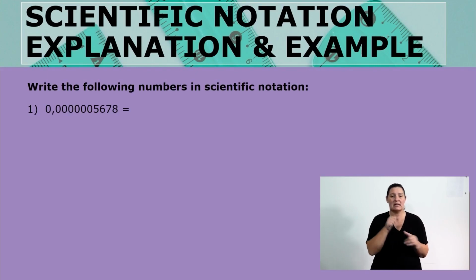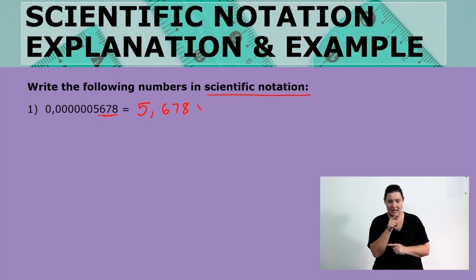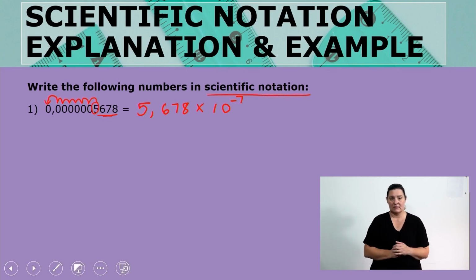when we write it in scientific notation, we are looking at the 5. So our answer is going to be 5,678, which are those numbers there. But we need to first figure out if we are going to the left or right. So because we are shifting the 5 to the left, we know that our exponent is going to be negative. That is 1, 2, 3, 4, 5, 6, 7 spaces to the left.